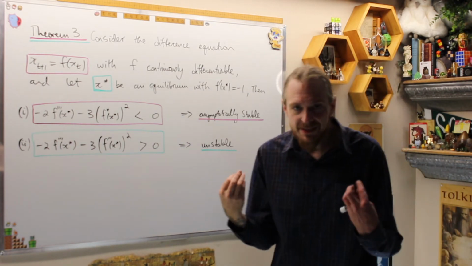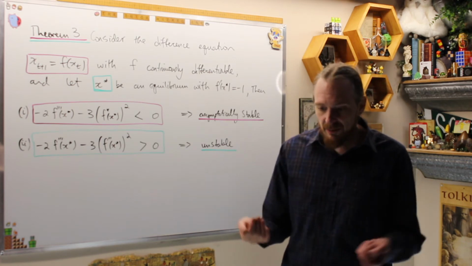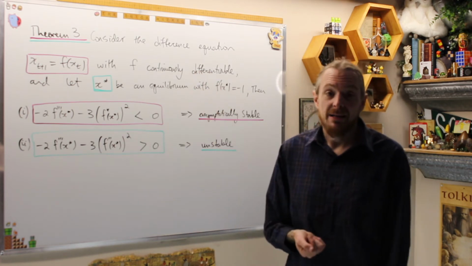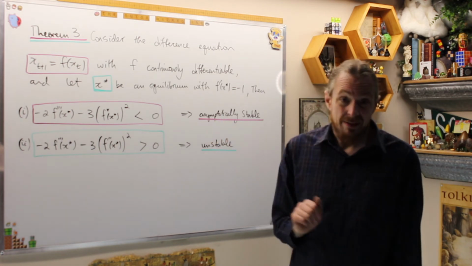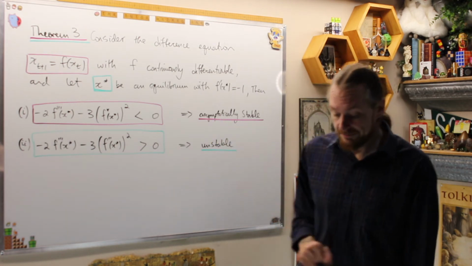At least now we have conditions for, regardless of the value, with these 3 theorems combined, we have conditions for checking whether an equilibrium point is stable or unstable. Let's do some examples.